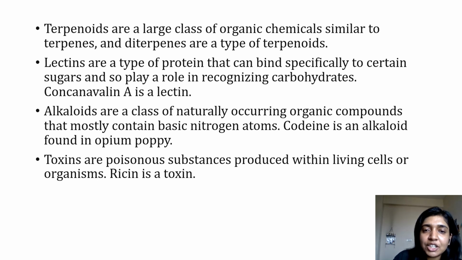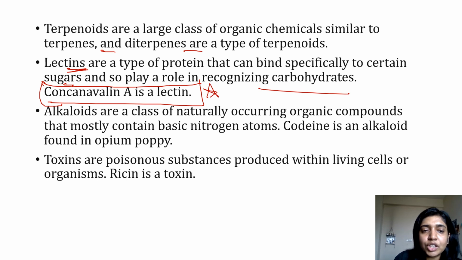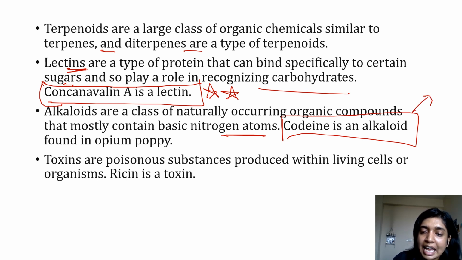Moving ahead, terpenoids are a class of organic chemicals similar to terpenes and diterpenes. We have read it in the slides also. Lectins are a type of proteins that can bind specifically to certain sugars and also play a role in recognizing carbohydrates. This was there in the slides, but I'm just highlighting that concanavalin A is a lectin. Alkaloids are a class of naturally occurring organic compounds that mostly contain basic nitrogen atoms. Codeine is an alkaloid formed in opium. Toxins are poisonous substances produced within living organisms. For example, ricin is a toxin.